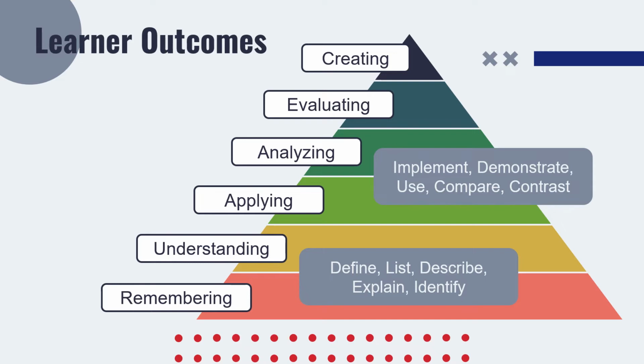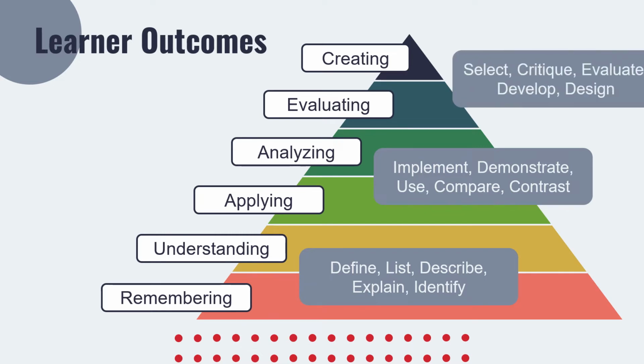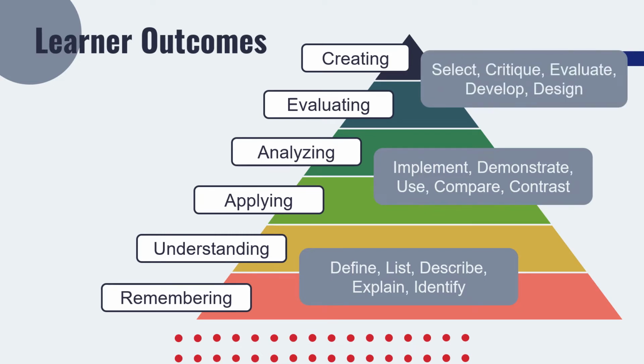The top two levels, evaluating and creating, describe the highest levels of critical thinking, including synthesizing pieces of information, critiquing ideas, or developing something new from what they've been given. Words might include select, critique, evaluate, develop, or design.